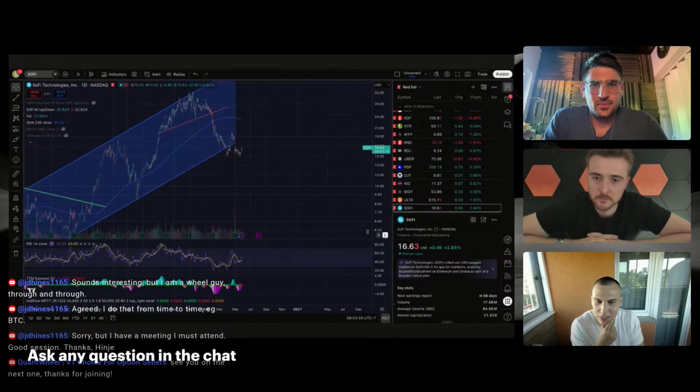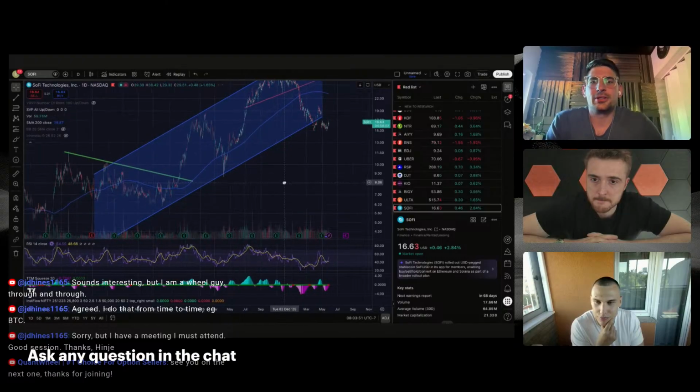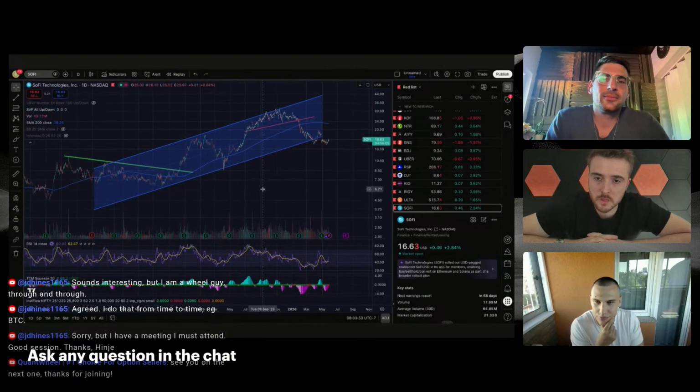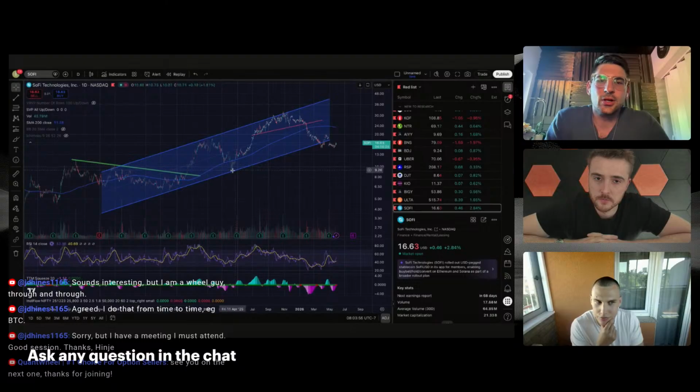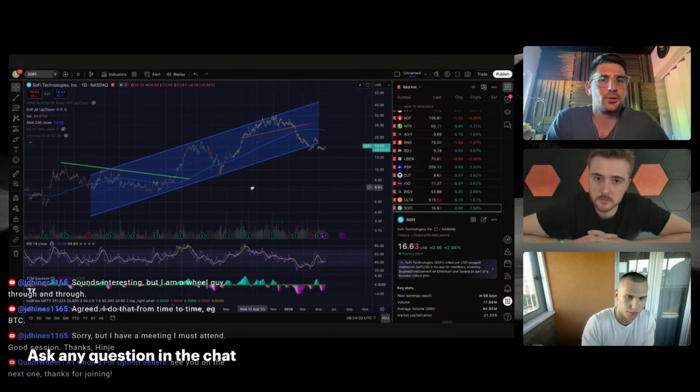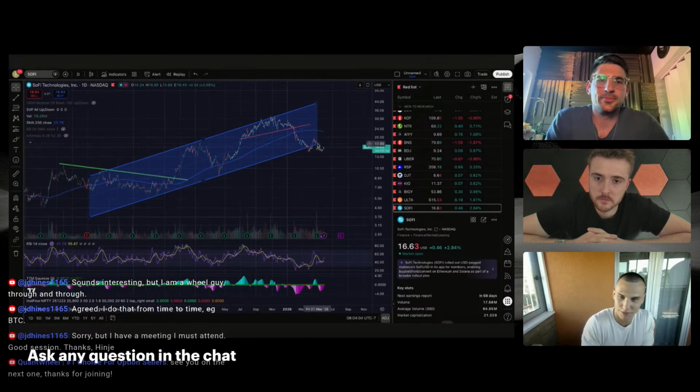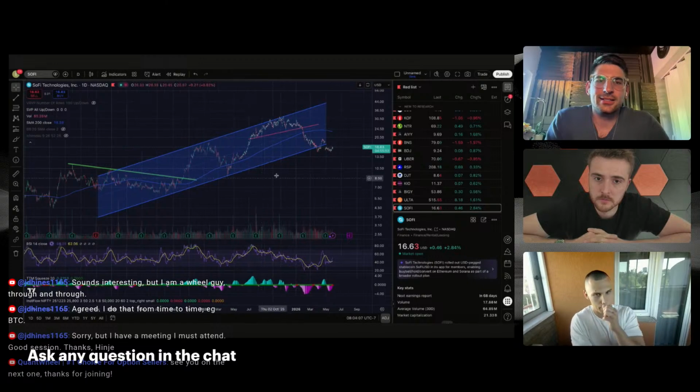Okay, this is the log chart I had. But SoFi, I think I read they have the lowest book to value in finance at the moment, but the highest growth rate. Yes. So it's interesting that the price is dropping that much.